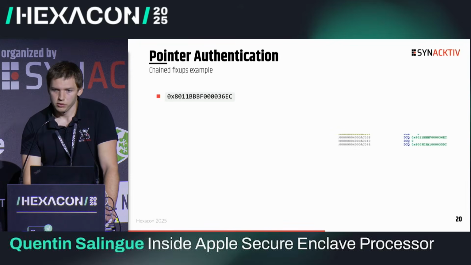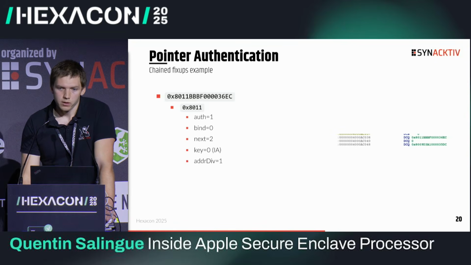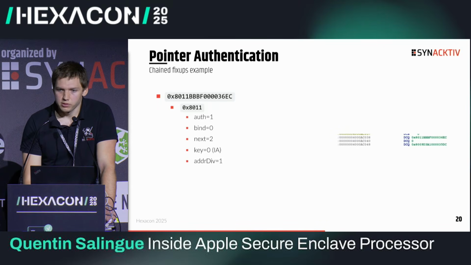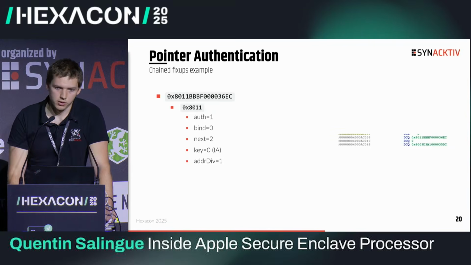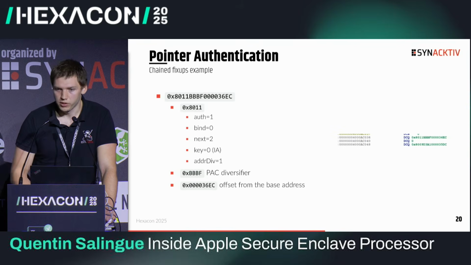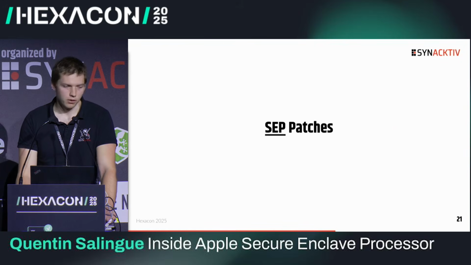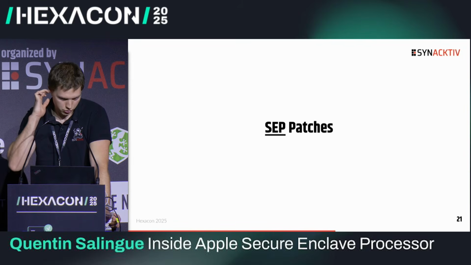So we don't really see the addresses on the right, but it's the one on the left. The first part is the 8011, which means that we have an authenticated rebase to do, and that the next pointer that we have to sign is 2 keywords away, which is the case, and also that we use the key 0 and an address diversifier. The diversifier will be BBBF, like in the previous example, and we have the offset from the base address where the function is to create the pointer. Okay, so that's it for the pointer authentication, which is not really new from iOS.